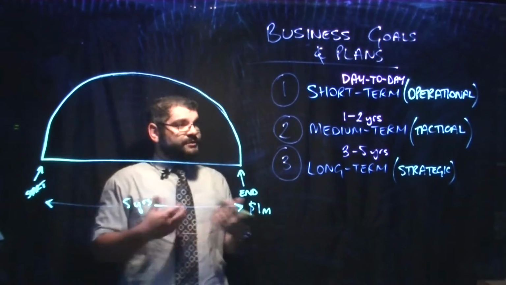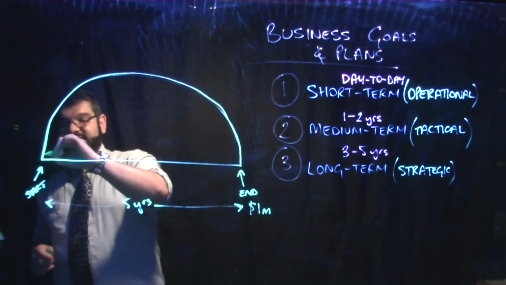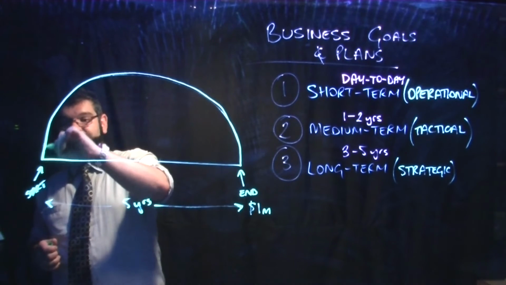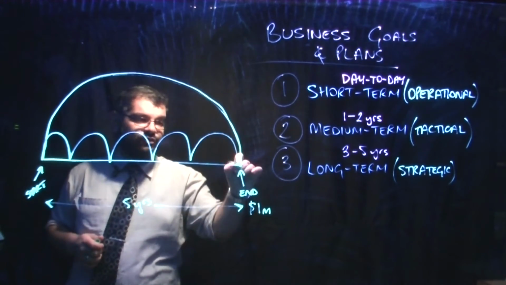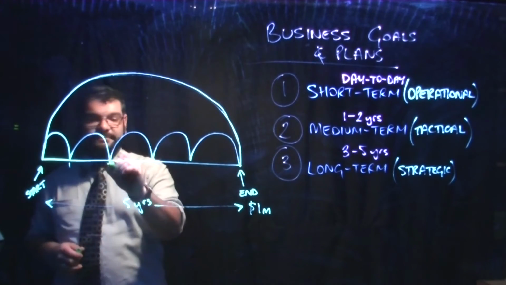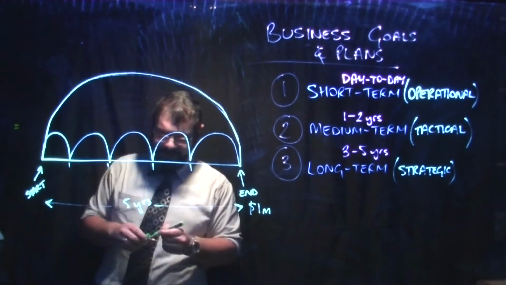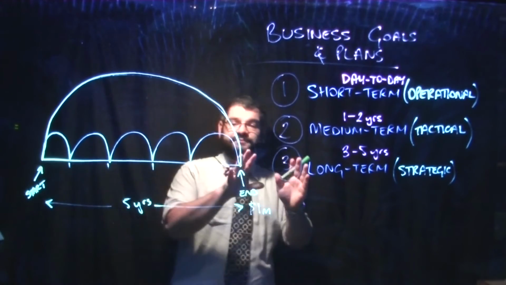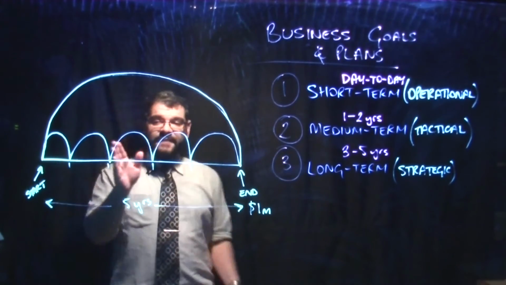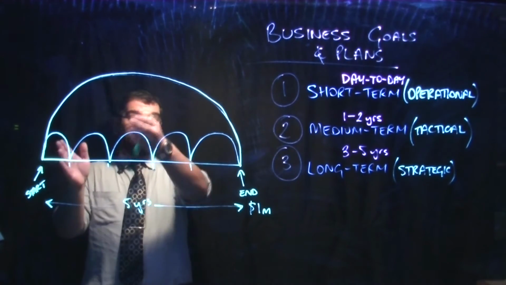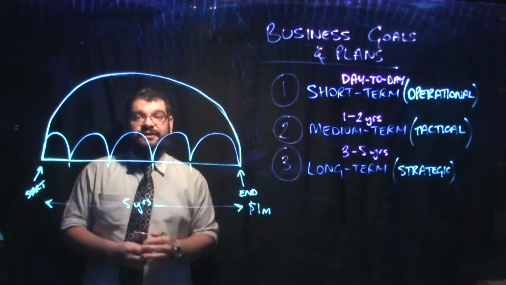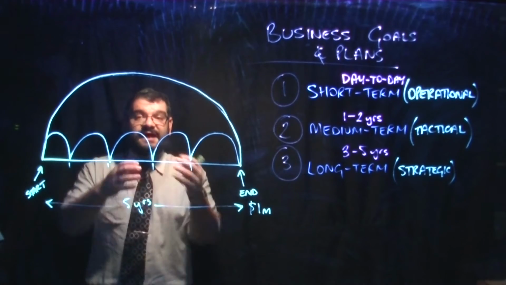Now, medium term are 1 to 2 years. So we'll break this down into smaller goals. So these are going to be 1 year intervals. So at the end of every year, they will have done something that will then help them slowly and cumulatively achieve their end goal of $1 million after 5 years.